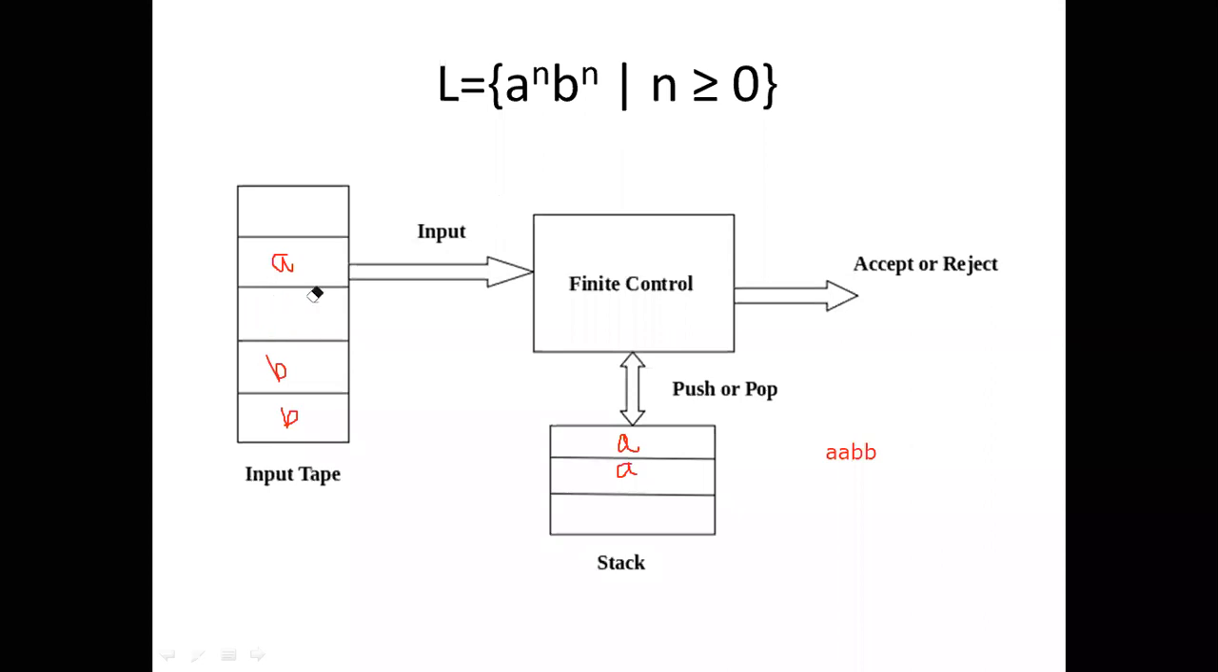Now when it reads the B symbol from the input tape, it will pop an A from the stack. Again, another B is there. Now the last B will be on the input tape, it will be read by the finite control, and again it will remove an A from the stack. Likewise, the number of A's will be the same as the number of B's.